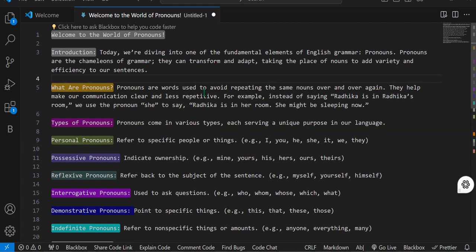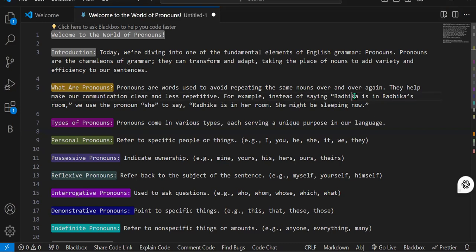For example, instead of saying "Radhika is in Radhika's room," we use the pronoun and say "She is in Radhika's room." We use pronouns to avoid repeating nouns. Radhika is a noun, right? So instead of using Radhika two times, we can use the pronoun. Radhika is in our room. She might be sleeping now. I hope you understand why we use pronouns.